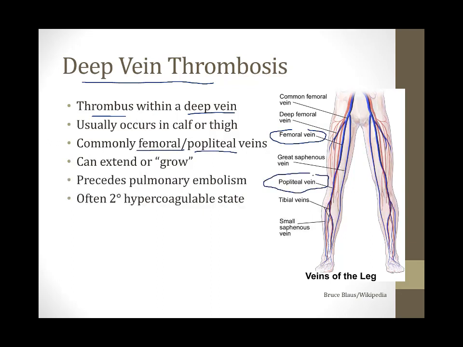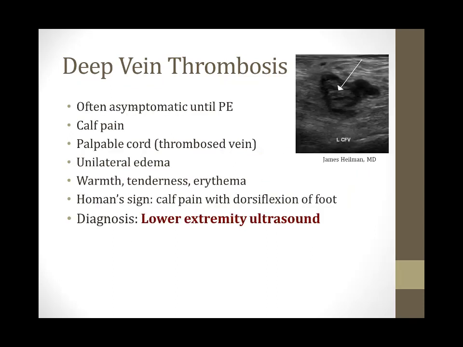The reason that deep vein thrombosis is closely related to pulmonary embolism is because deep vein thromboses can grow and extend up towards the heart, and pieces of the DVT can break off and travel to the lungs, and this can cause a pulmonary embolism. And just like pulmonary embolism, deep vein thrombosis is often secondary to a hypercoagulable state, although sometimes they are spontaneous or unprovoked. Many deep vein thromboses are asymptomatic, and for this reason, patients are unaware they have a blood clot in the leg until a piece breaks off and travels to the lungs and causes a pulmonary embolism.